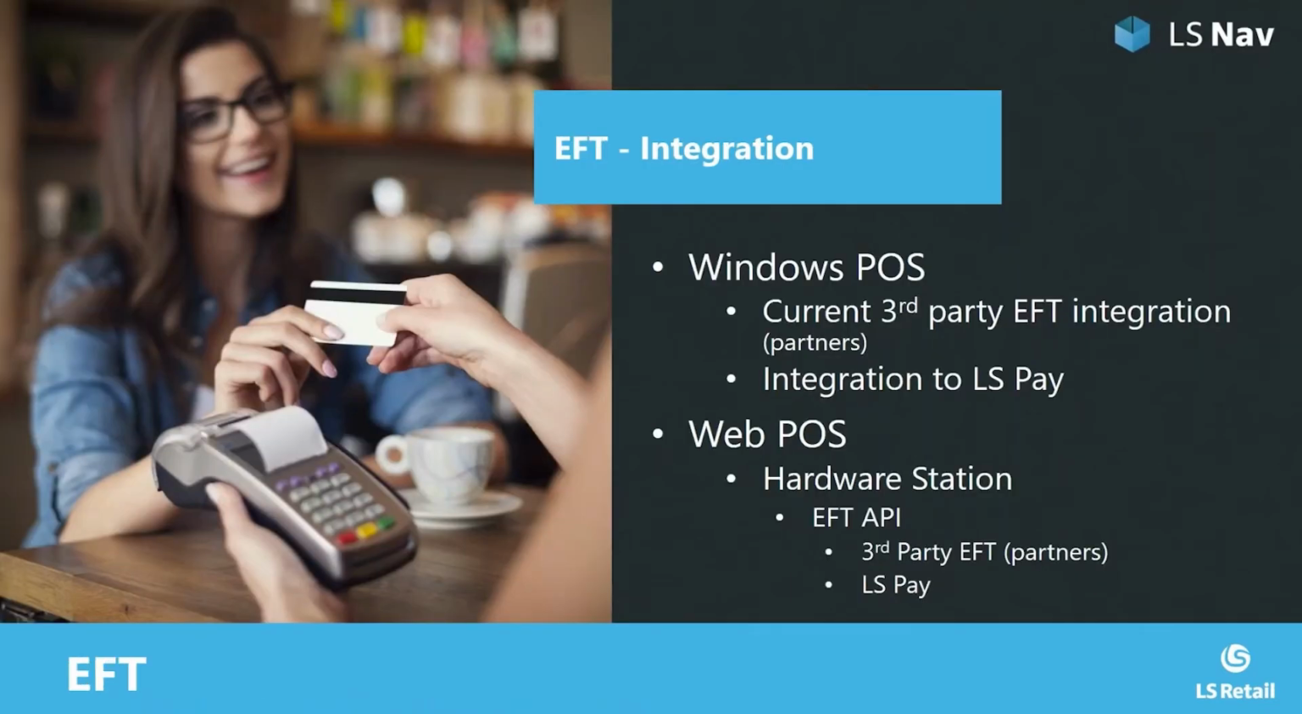Here you could run then a browser client on this device, and have the Windows service on it supporting the devices. EFT is very important to retailers. For the Windows POS, the current third-party EFT integration is done by partners. We have the integration with LS Pay. LS Pay, our new solution for payment. We are connecting to large PSPs or payment solution providers for multiple countries. So for example, you could have one PSP that would service all of Scandinavia. We have the hardware station using an EFT API, application programming interface, where the third-party EFTs we talked about before could integrate to this API. We also will support LS Pay for the same API.